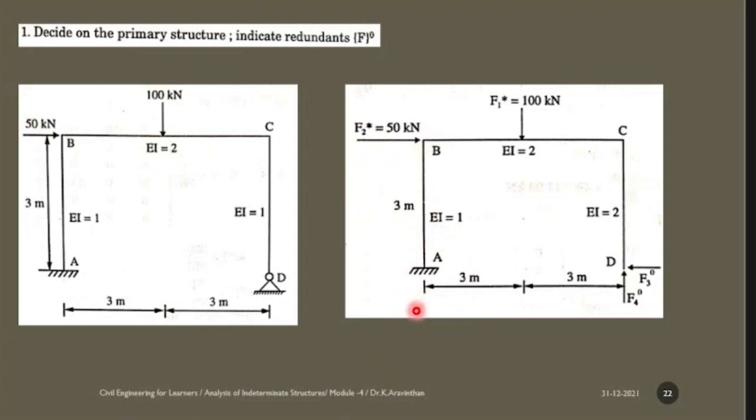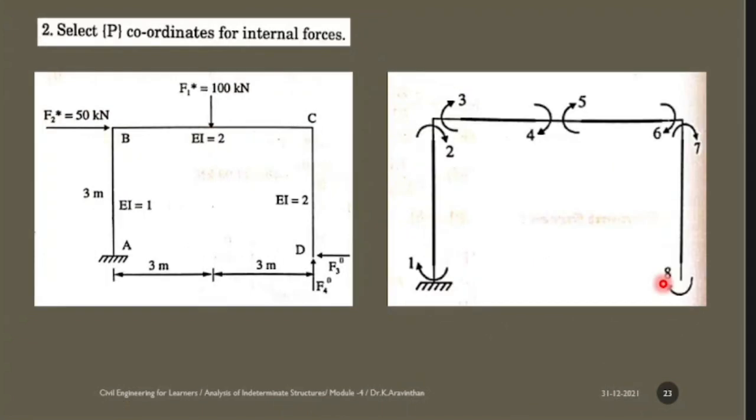Now, is the structure a primary one? How many reactions are there in support A? 3 reactions. You have removed the reactions 4 and 5. Okay. Then go to step 2. Select P coordinates, that is primary coordinates for internal force. So how many coordinates will be here?